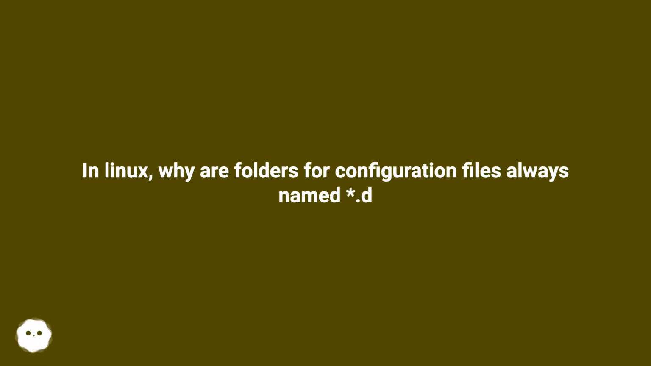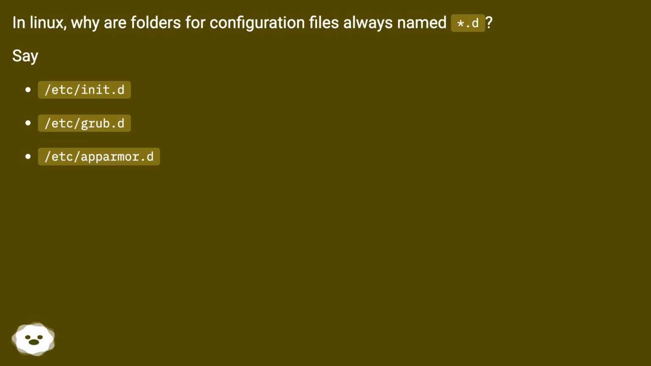In Linux, why are folders for configuration files always named *.d? Say /etc/init.d, /etc/grub.d, /etc/apparmor.d.